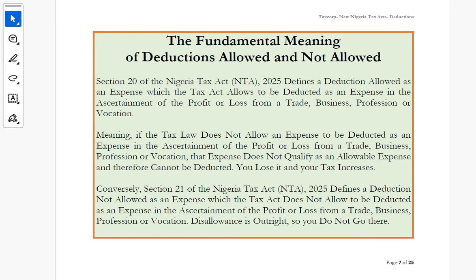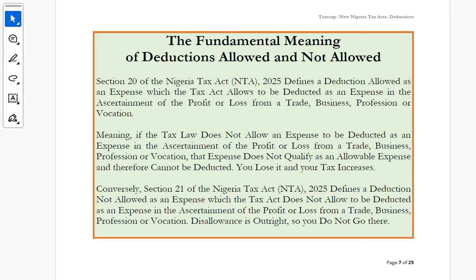So what's the fundamental meaning of deductions allowed and not allowed? Section 20 of the Nigerian Tax Act defines a deduction allowed as an expense which the Tax Act allows you to deduct in the settlement of the profit or loss from a trade, business, profession, or vocation. Meaning, if the tax law does not allow an expense to be deducted in the settlement of profit or loss from a trade, business, profession or vocation, that expense does not qualify as an allowable expense and therefore cannot be deducted. You lose it and your tax becomes more.